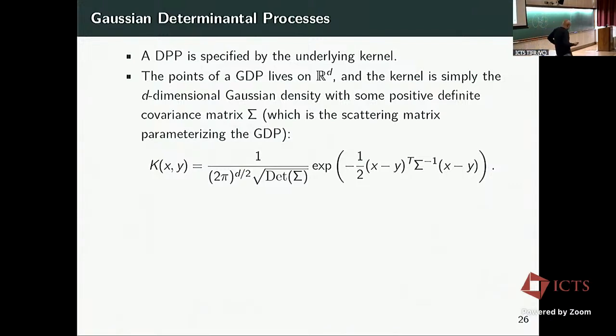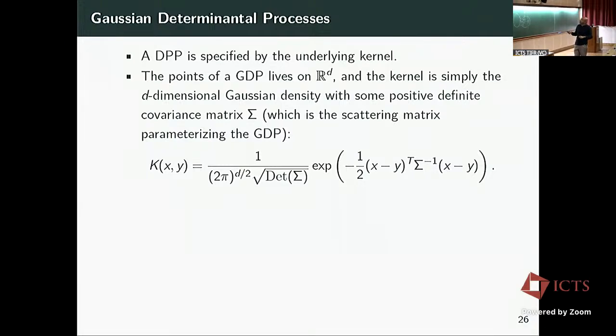First I must tell you what a Gaussian determinantal process is and how it fits at least some of the bullet points in the charter that I posted a couple of slides ago. As we already discussed, a DPP is specified by its kernel. So in order to give you this parametric family of DPPs, I need to give you a family of kernels, which is parameterized by a relatively small number of parameters.